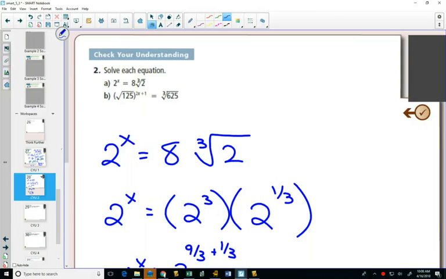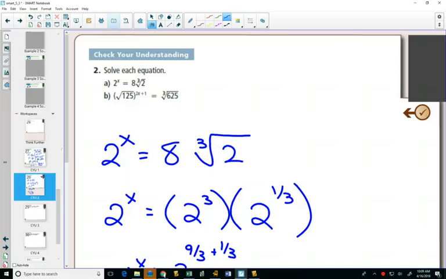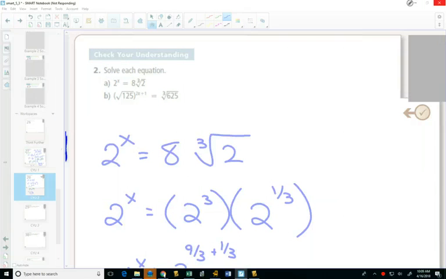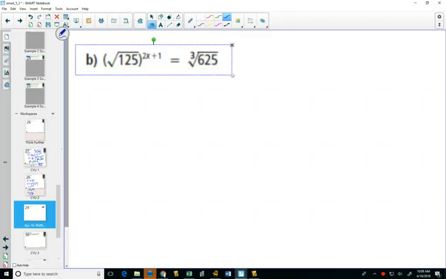If we go to part B, same kind of thing. We're going to look at this. 125 and 625. Are those both powers of something? Well, on our powers chart, I think we only went up to 125 for 5 cubed. So then the question is, is 625 a power of 5? And if you check, sure enough, it's 5 to the 4.